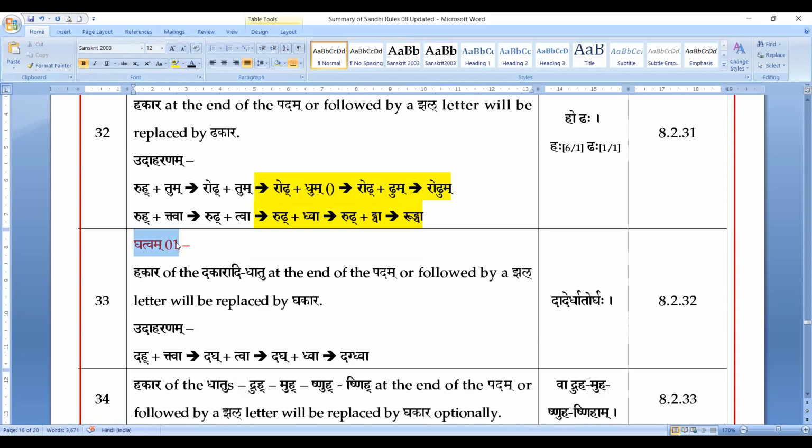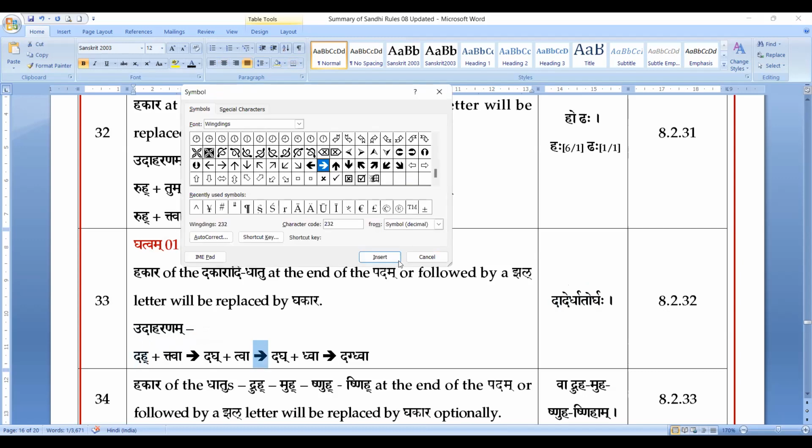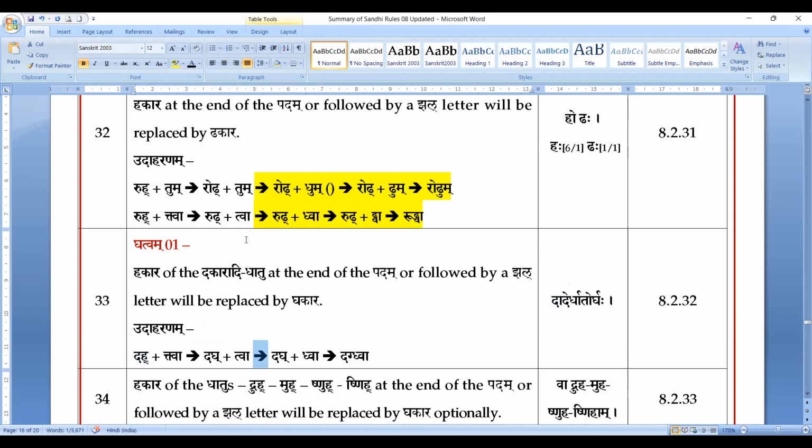Gatvam tells us that Gakara is the Adesha. The Sutra is "Dadher Dhator Gaha": Dadeh Dhatoh Gaha. Dhatoh means of the Dhatu having Dakara at the beginning. There are some Dhatus like Dag Dhatu, Dug Dhatu, Dig Dhatu, many Dhatus having Dakara at the beginning, the Adi letter. So that Dakara-Adi Dhatu, having Hakara at the end.